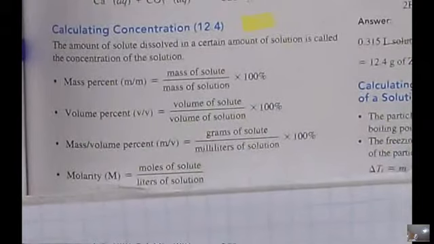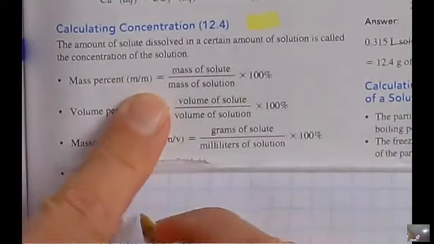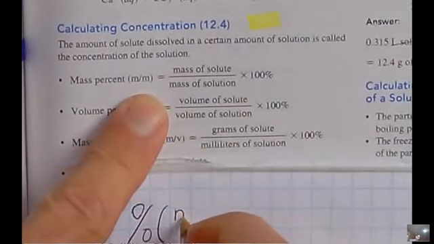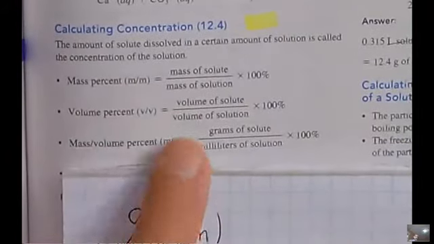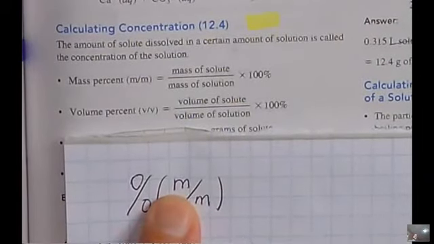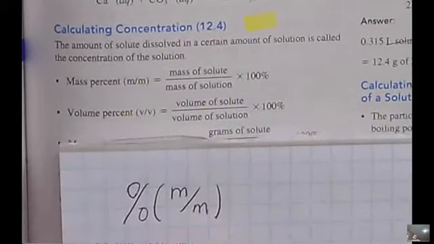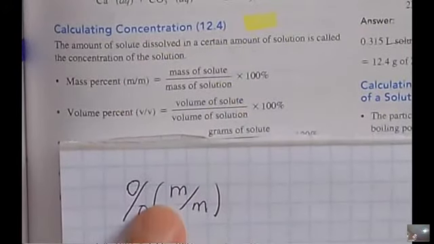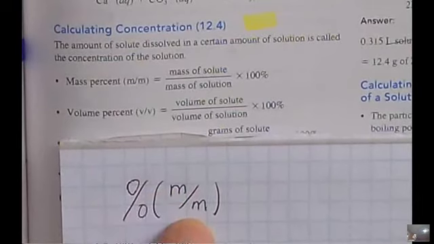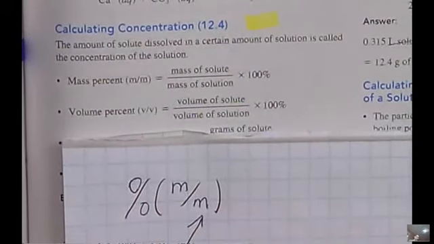Okay. So the first one is called mass percent, M over M. So you could do percent M over M. The M in the numerator is the mass of the solute, the thing that's dissolving. The M in the denominator is the mass of the whole solution. It's not a ratio of the solute to the solvent, okay? It's a percentage, which means the denominator includes everybody. It's the total mass. This is the total mass.